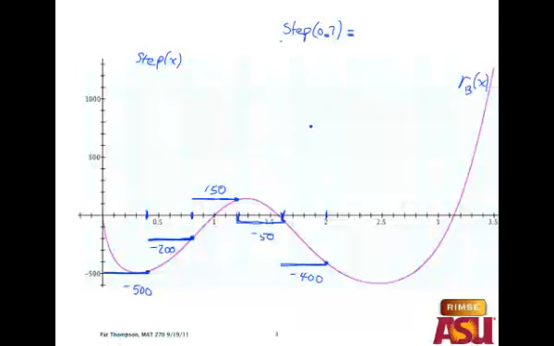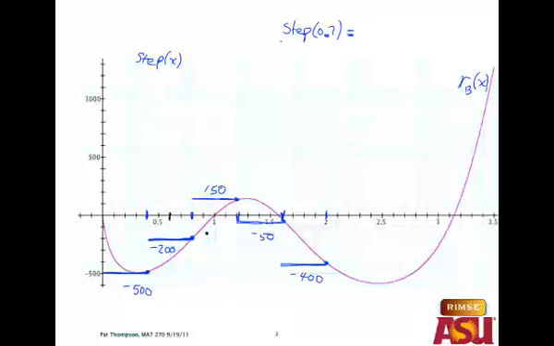So here we are at 0.7. How could we represent step of 0.7? Which point on the curve? So how do we represent points on the curve? No, but it's a value, right? Step of 0.7 is some value. We want to represent that value. Where does it come from?